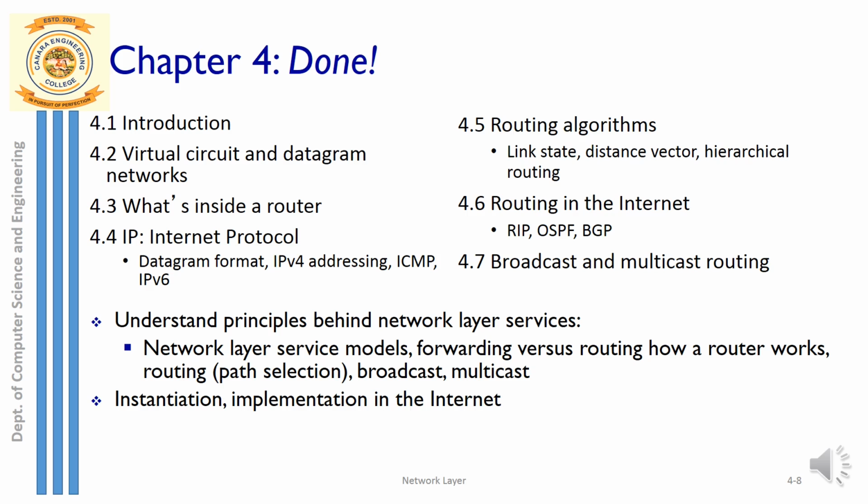And finally, we have seen the routing algorithms: distance vector, link state, and hierarchical routing. Then we moved on to the protocols, intra-AS routing protocols and inter-AS routing protocols. Two intra-AS routing protocols we have seen, RIP and OSPF, and finally the inter-AS routing protocol BGP, the Border Gateway Protocol. Finally we came to the broadcast routing technique, and we wound up with the multicast routing technique. So this completes your network layer concepts.